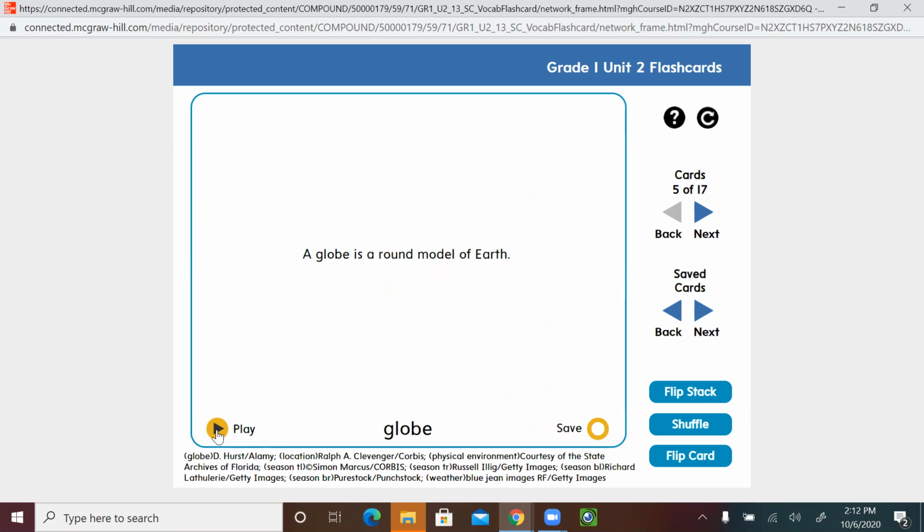Next word. A globe is a round model of Earth. One more time. A globe is a round model of Earth.